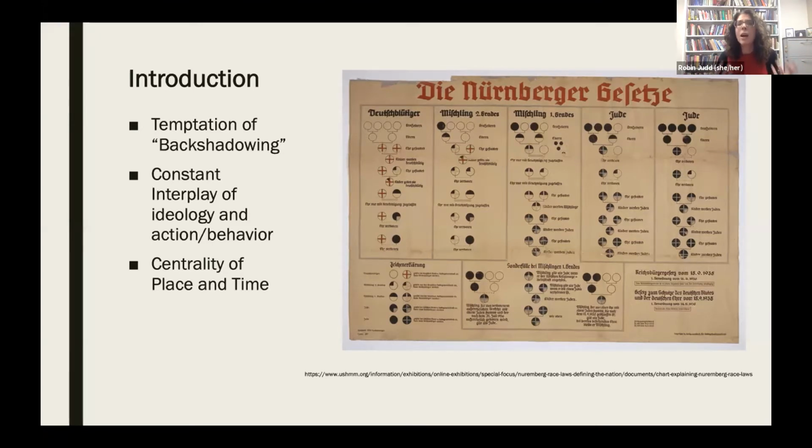The second point is the constant interplay of ideology and action and behavior. Today I'll be talking a bit more about the place of race and racism in Nazi thought, but it almost means nothing unless we also connect that with action. And also to be thinking about place and time, that even in as short of a period of the study of Nazism, from its formation of the German Workers' Party in 1919 until the end of the war and the post-war years, even though that's a pretty short period, even there we see how place and time can really shape the ways in which people understood race and racism.